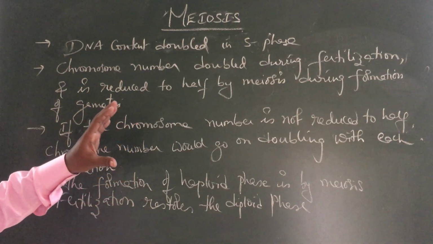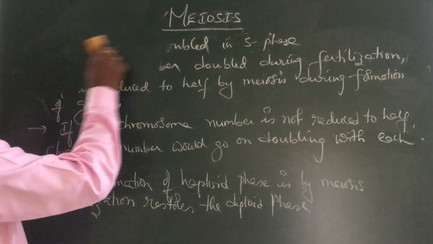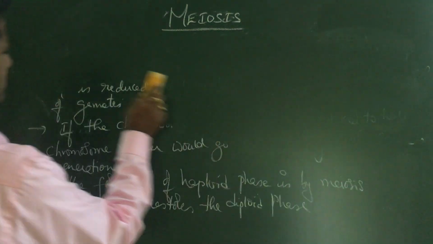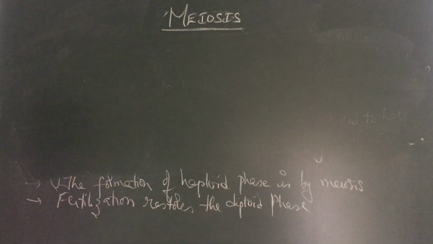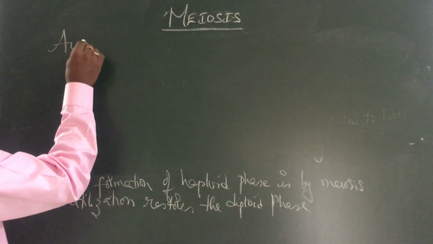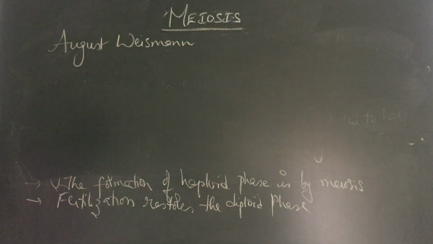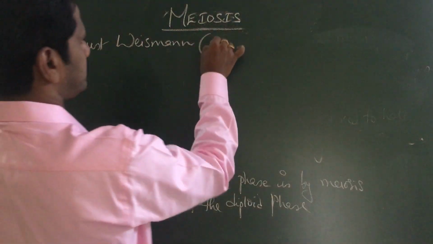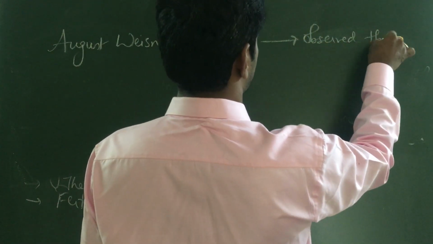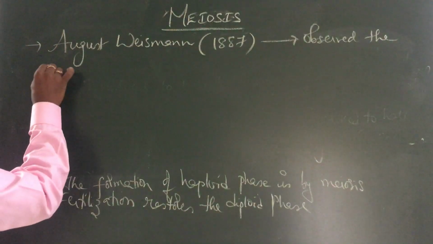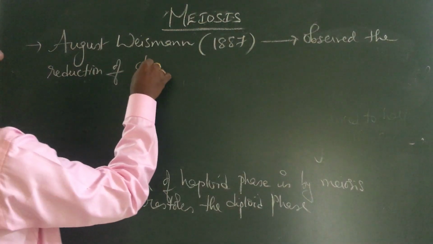The scientist who observed the reduction of chromosome number in animals is August Weismann. Just note down the information regarding the scientist's discoveries. August Weismann, in 1887, observed the reduction of chromosome number in animals.